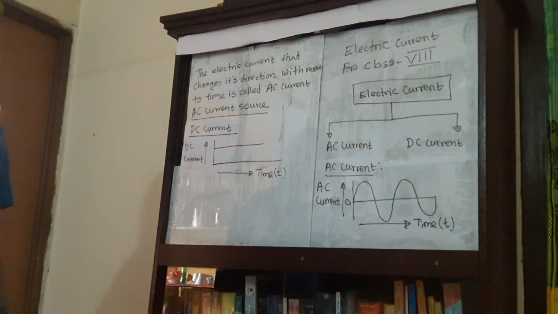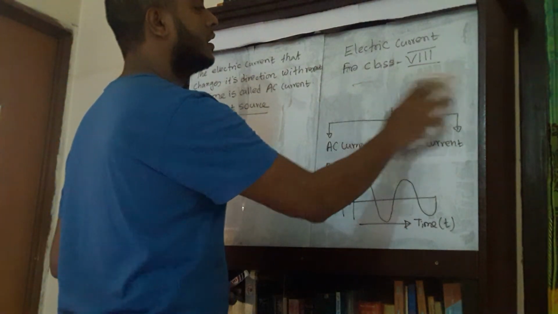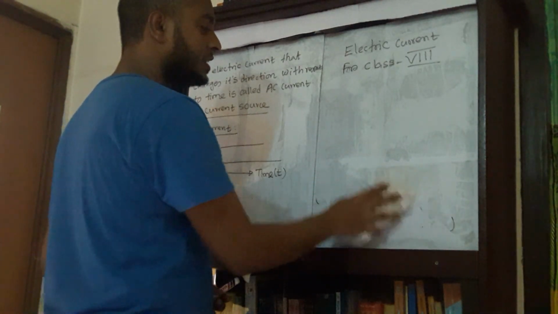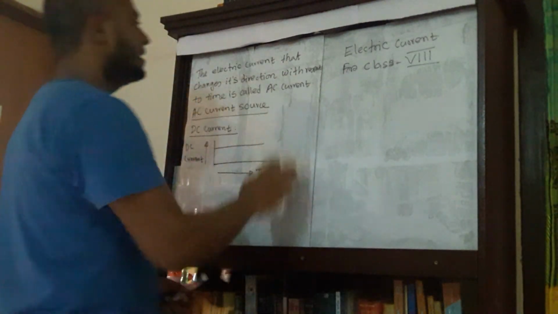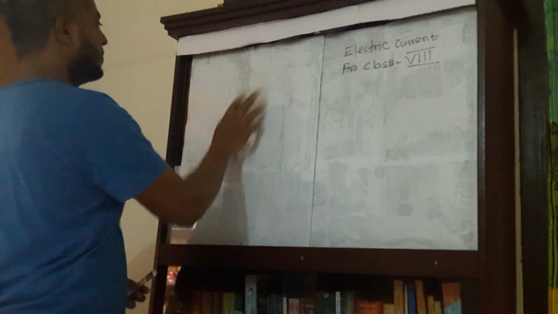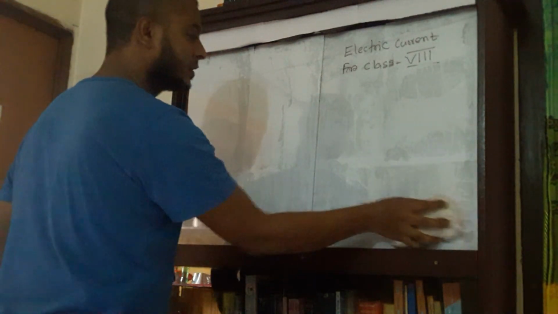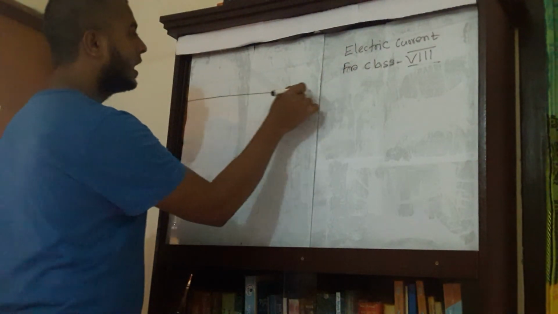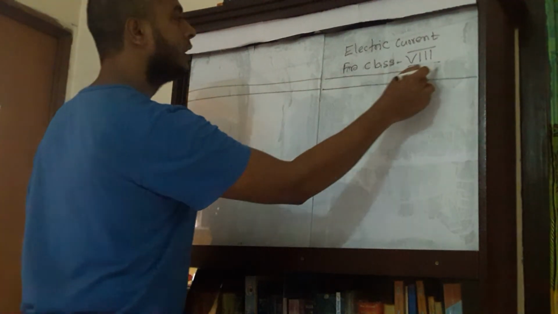In the next step, boys and girls, we are going to discuss the difference between AC current and DC current. Now, we need to prepare a table. This is the last topic in today's lecture. This is the table that I need to prepare.